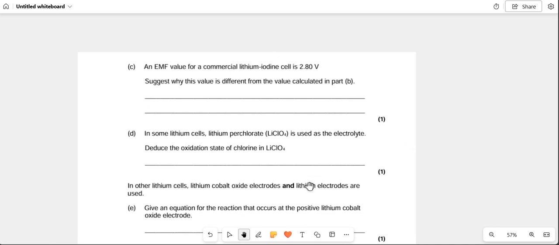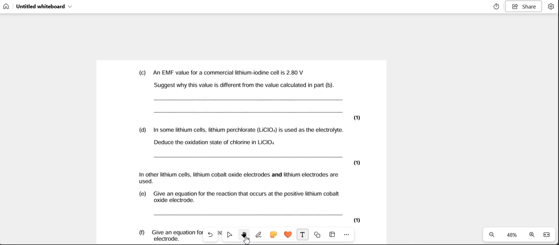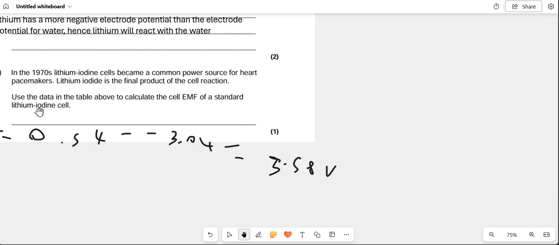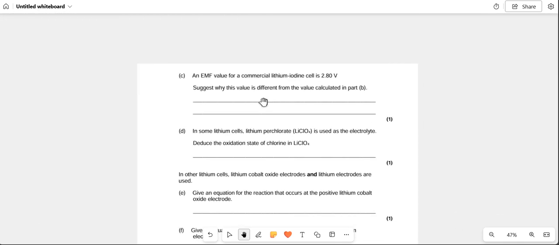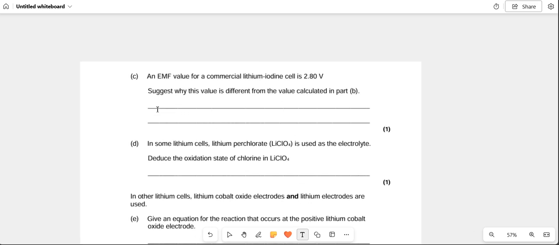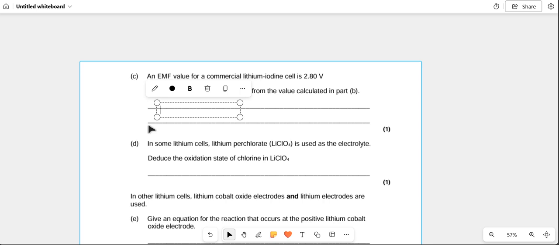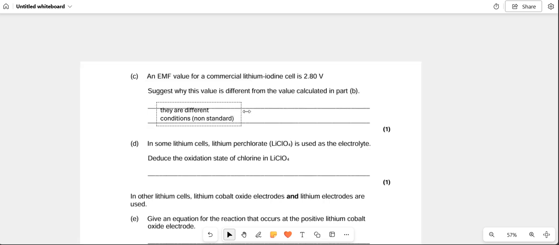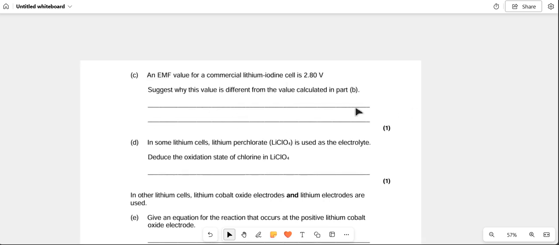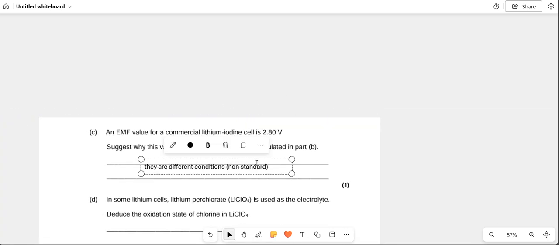An EMF value for a commercial lithium cell is 2.8. So you're asking why is that different, why is that not 3.58? This is actually a very common question. If they ever ask you why an EMF is different from the standard one, it was a standard lithium iodide cell, which means it's under standard conditions, like 298 Kelvin and all that. So what you should write here is that there are different conditions, or you can just memorize non-standard conditions. If you write non-standard conditions, you'll get the mark.